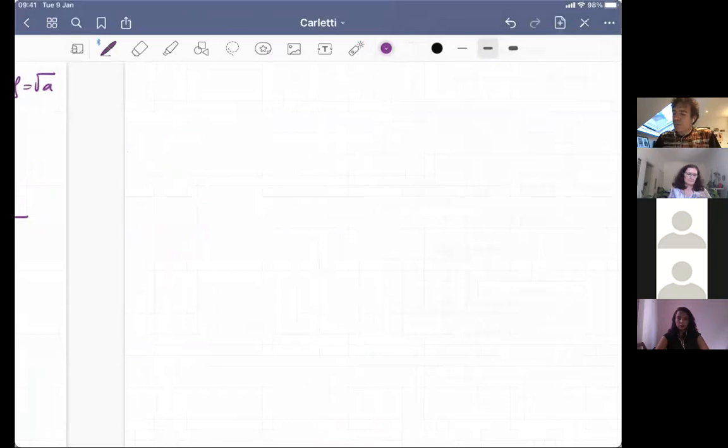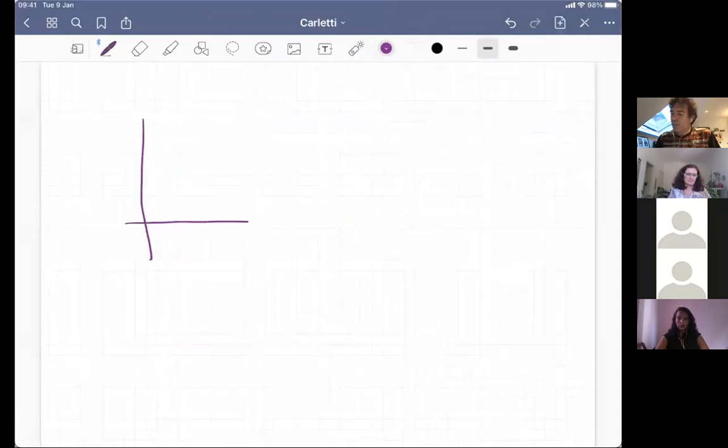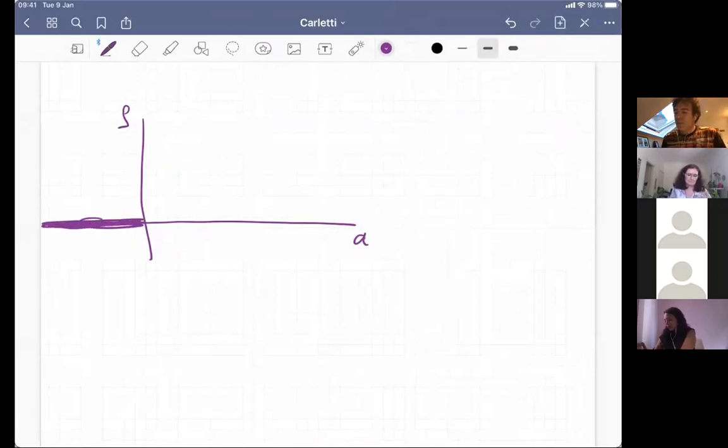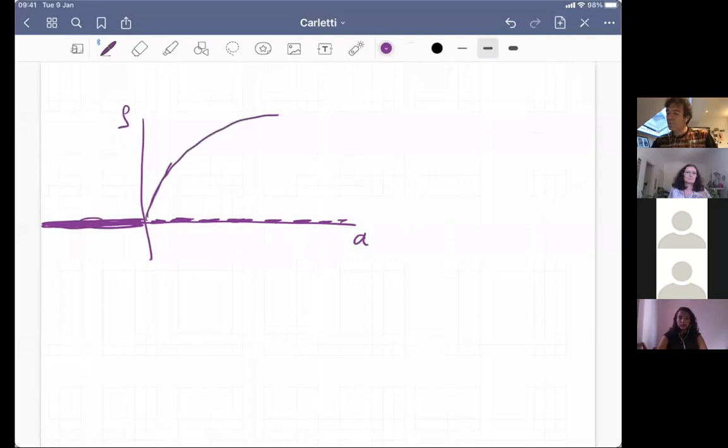If I put now here the parameter a, and here, if you want, rho, the position of the equilibrium. When a is negative, you have a stable point, which is the origin, rho equal to 0. When a is positive, the origin is still there, but it's unstable. So let me draw it with a dashed line. And at the same point, you have this square-root-like solution. So this is the square root of a, but you have to think that indeed it is like a limit cycle. So it's more like something like this.